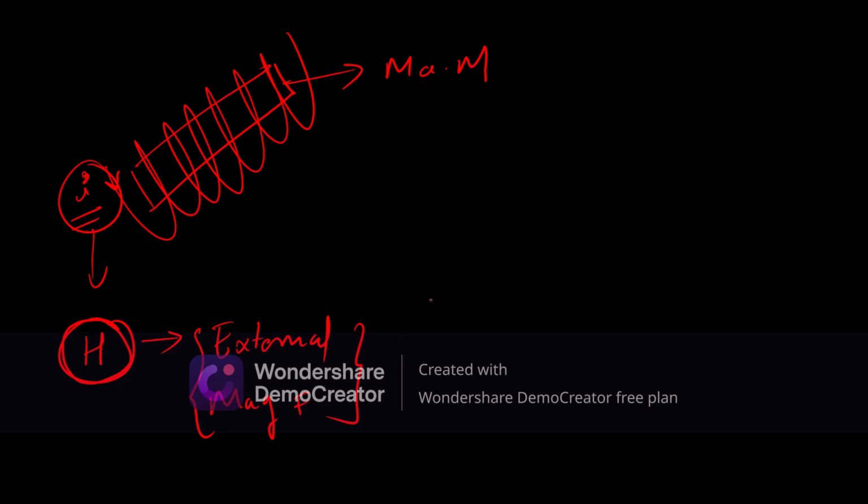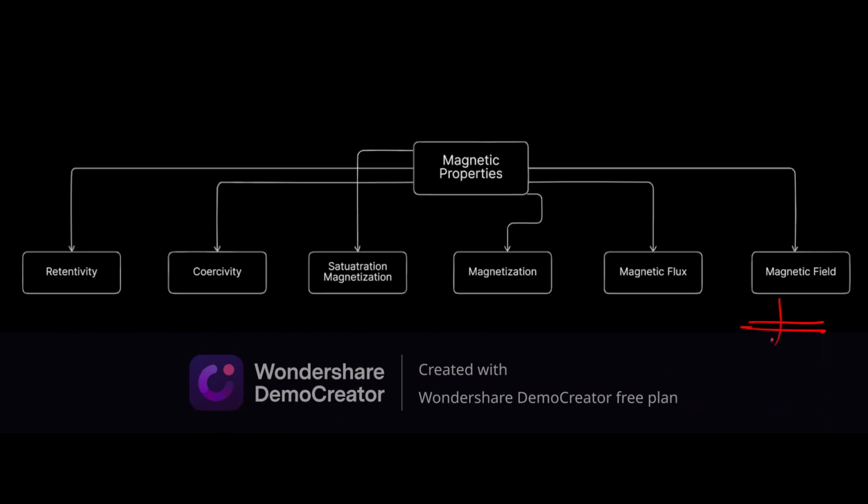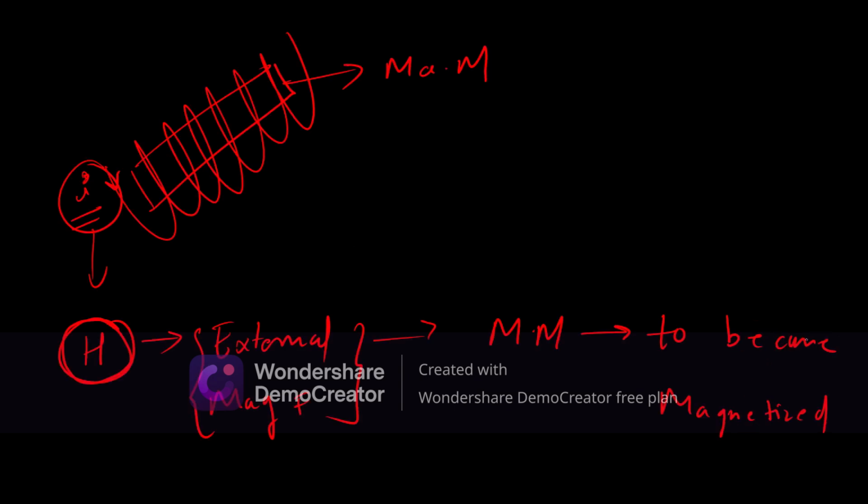So this external magnetic field causes the magnetic material to become magnetized. This is the magnetic field, which is represented by H. So external magnetic field or magnetic field, and this magnetic field causes the magnetic material to become magnetized. So that's the magnetic field.